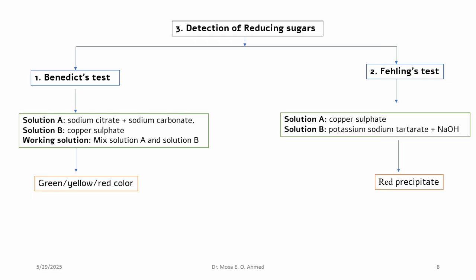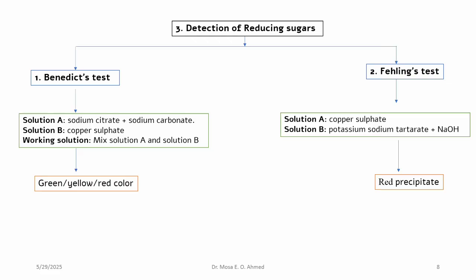There are two qualitative chemical tests for detecting the presence of reducing sugars, including Benedict test and Fehling test. Benedict test gives green, yellow to red color with reducing sugars. Benedict reagent consists of two solutions. Solution A is composed of sodium citrate and sodium carbonate, and solution B consists of copper sulfate. The reagent is composed of these two solutions, sodium citrate, sodium carbonate, beside the copper sulfate.